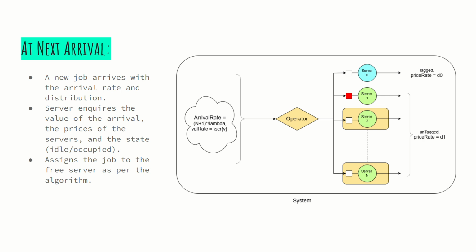As discussed, since server one has been selected, it will remain full until the current job gets served. When the next arrival happens, the operator again selects and assigns the job to a server as discussed earlier.